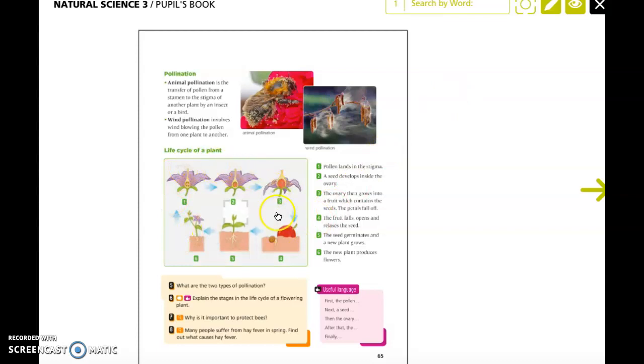And then right here, we can see the life cycle of a plant, okay? The pollen lands in the stigma, a seed develops inside the ovary, grows into a fruit which contains seeds, the petals then fall off, the fruit falls, right here. The fruit falls, opens, and releases the seed. Here the seed germinates, and a new plant grows, and then the new plant produces flowers, and then it starts all over again. And that is the life cycle of a plant.